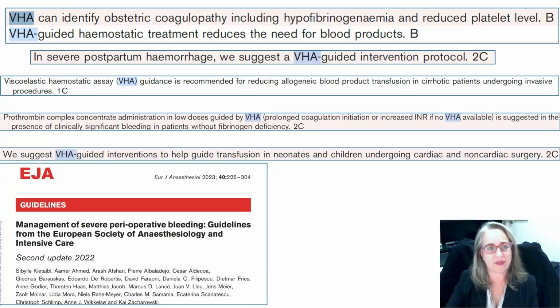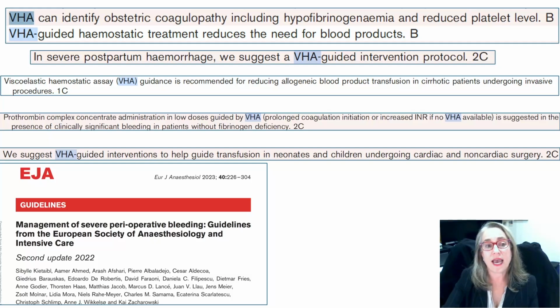Just as an example of some of the data out there, I'm going to show just 3 slides on data. This is the European guideline, which came out in the European Journal of Anesthesiology last year. A few statements I've pulled from that. Viscoelastic Haemostatic Assays can identify obstetric coagulopathy, including hypofibrinogenemia and a reduced platelet level.